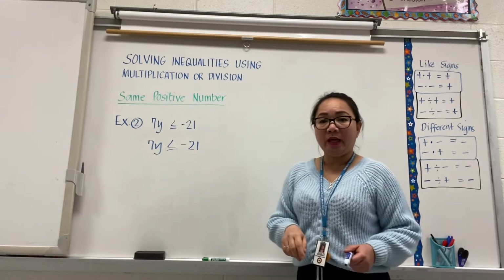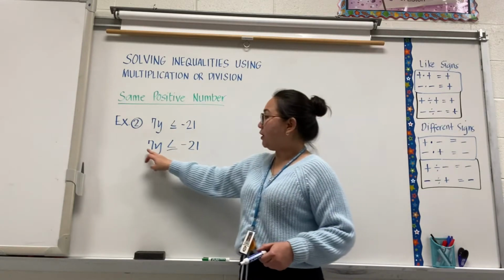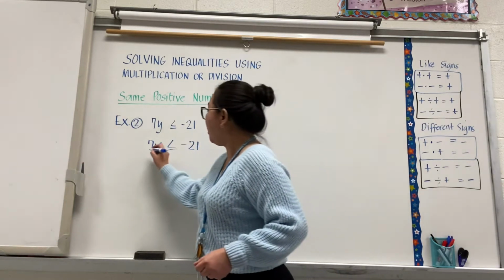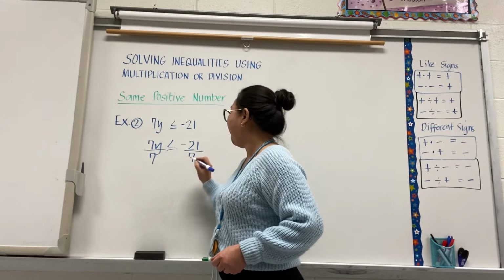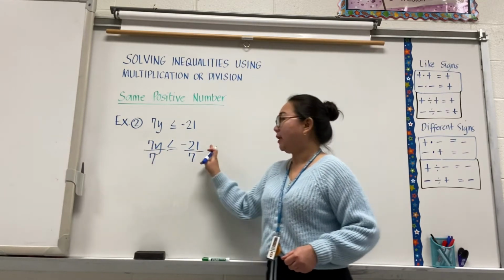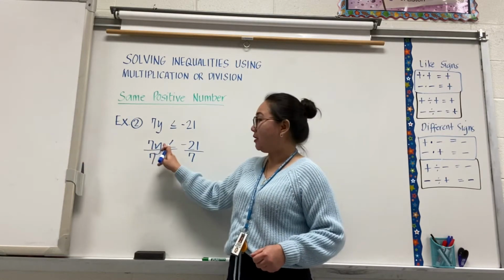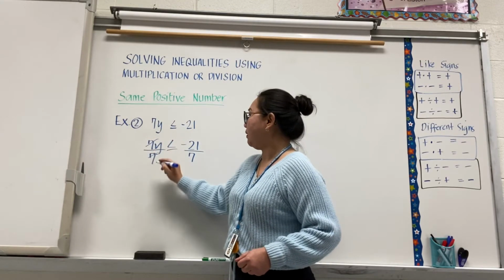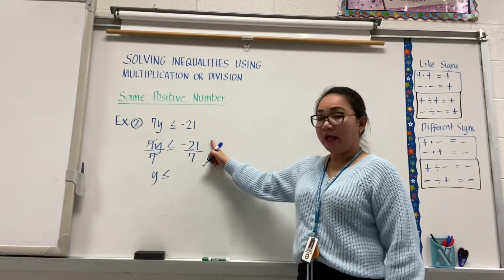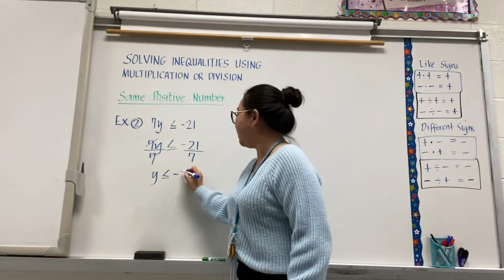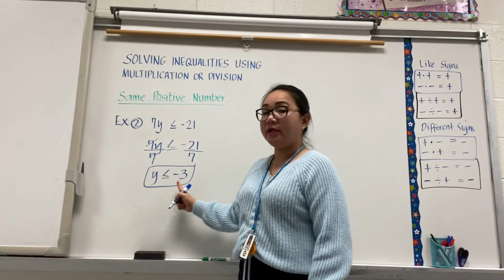So undo the multiplication by applying the division property of inequality. So the inverse of multiplication is division. So draw fraction bar to each side and then divide each side by 7. All right. So why is it 7 and not negative 21? Okay, we use 7 so that we can cancel out 7 to isolate y. So cancel this out and then we have here y. Then the symbol less than or equal to. And then negative 21 divided by 7 is negative 3. So this is your solution. Y is less than or equal to negative 3.